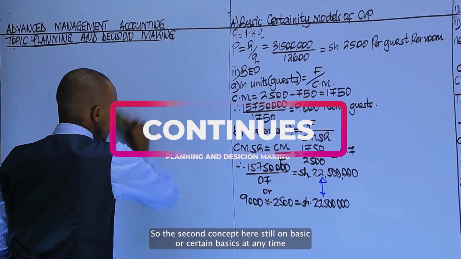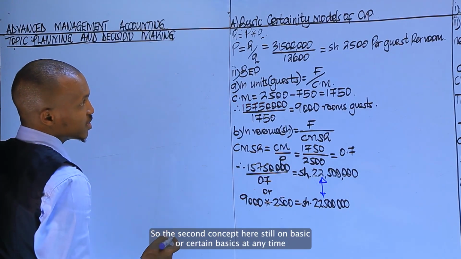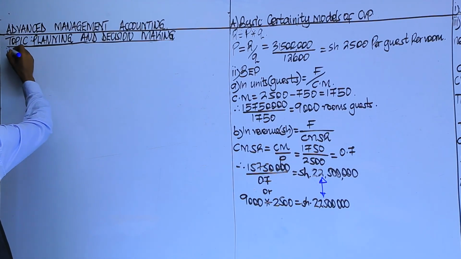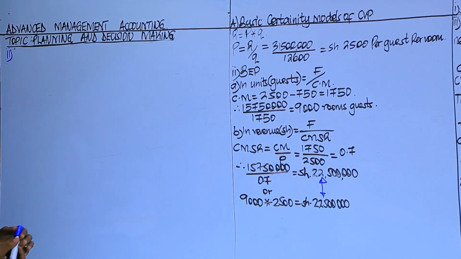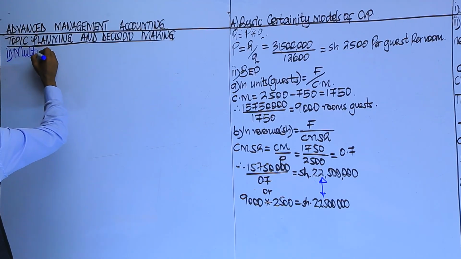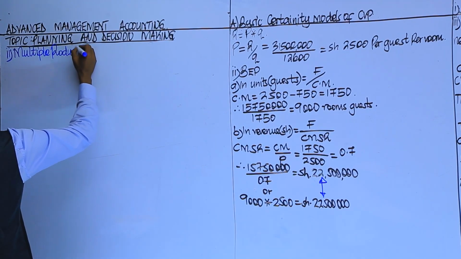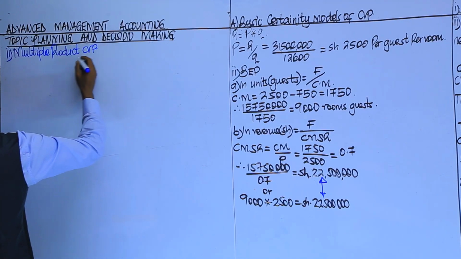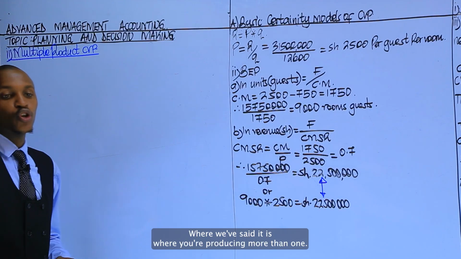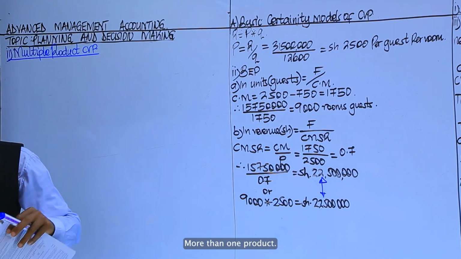So the second concept here, still on basic certainty models, is number 2, multiple product CVP. Where we've said it is where you're producing more than one what? Product. More than one product.